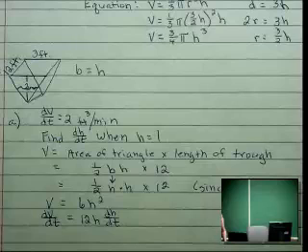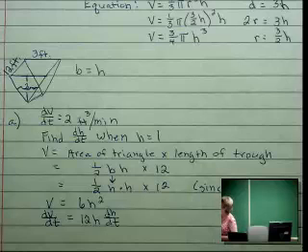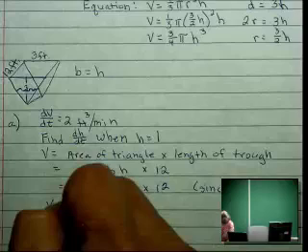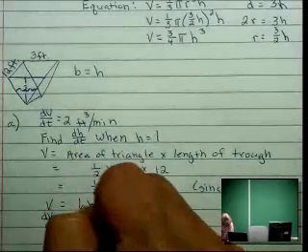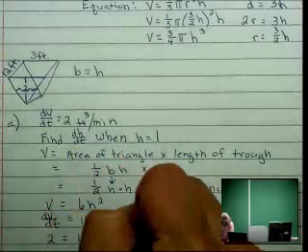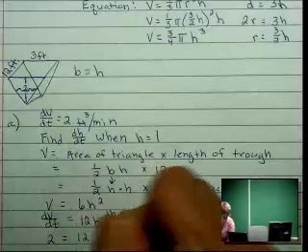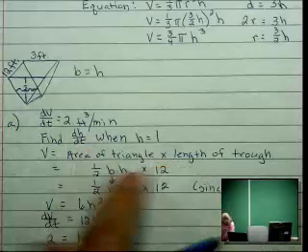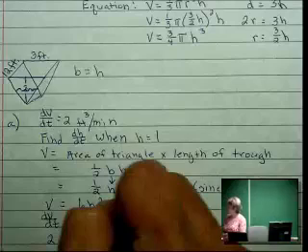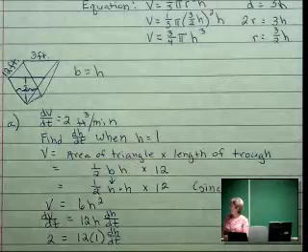Which one of those two rates do we know? dV over dt is 2. We're solving for dH over dt when H is 1. So what is dH over dt? 1/6.